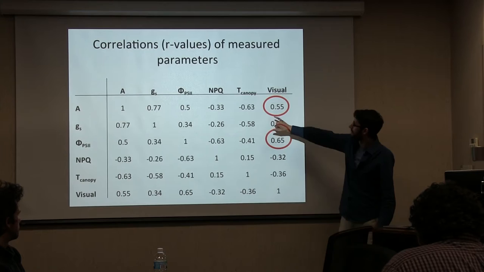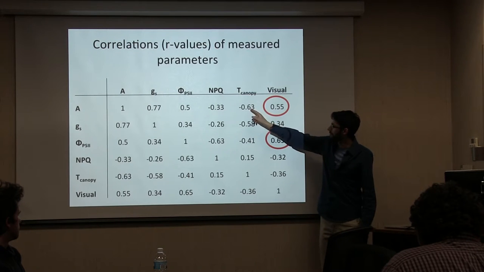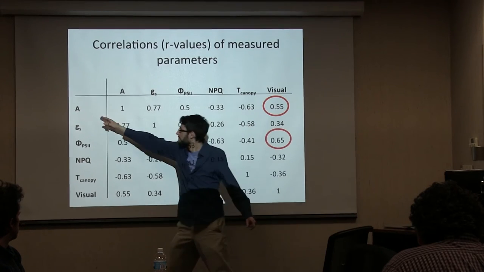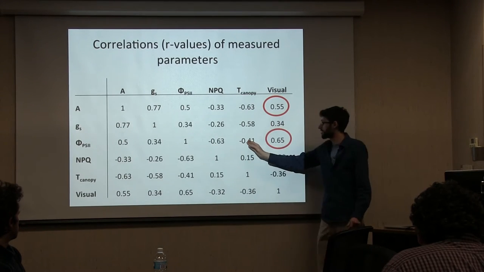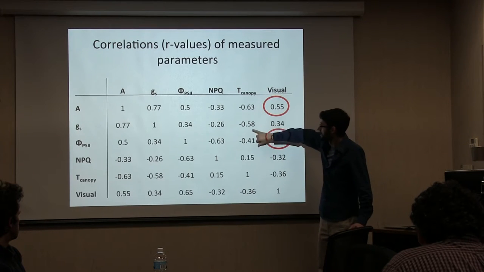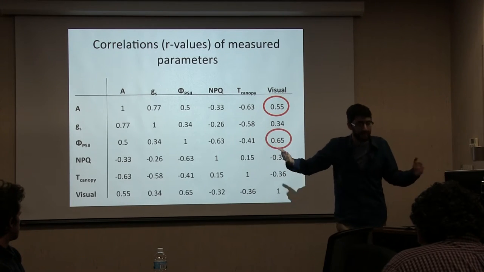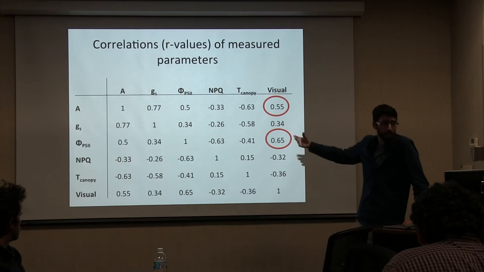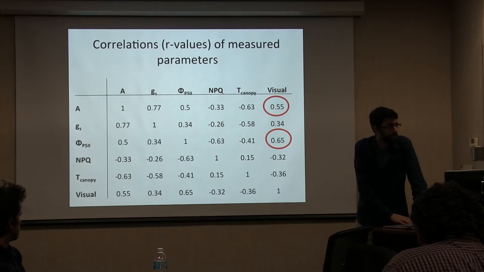It's interesting that leaf temperature correlates better with photosynthesis than it does with photosystem 2 efficiency. I'm not sure why there's this slight decoupling. Maybe it's because I only had 8 replications per genotype and 15 genotypes. So maybe with more replications, we'd see a tighter correlation among those traits.